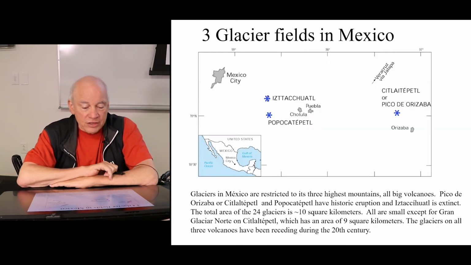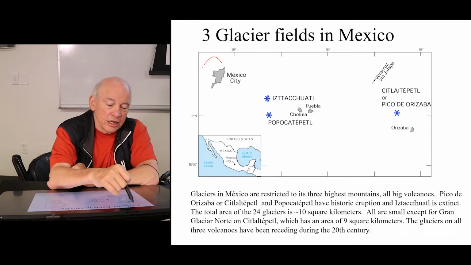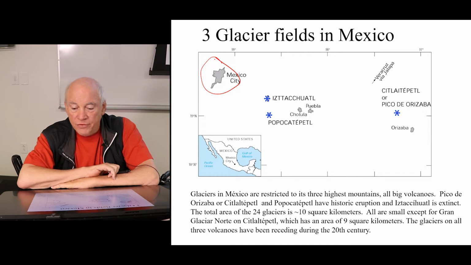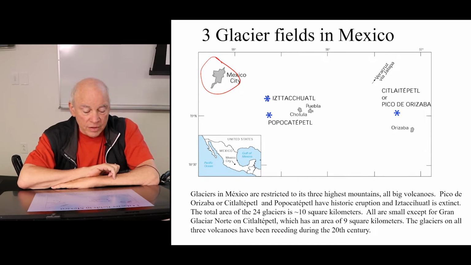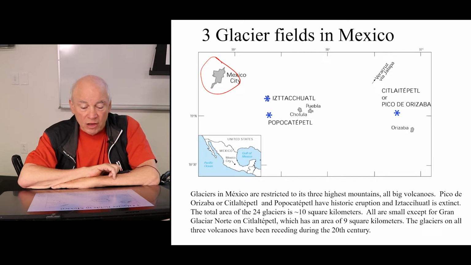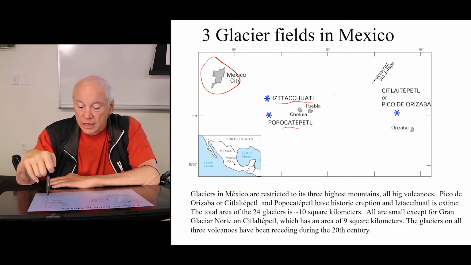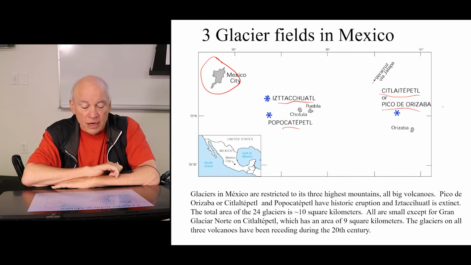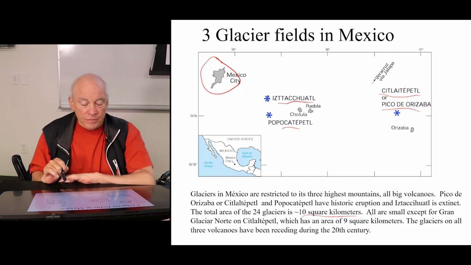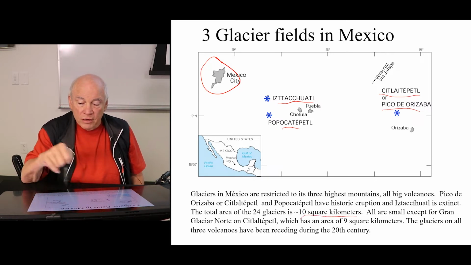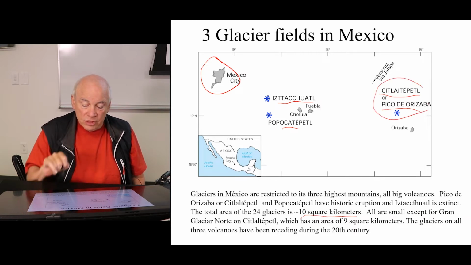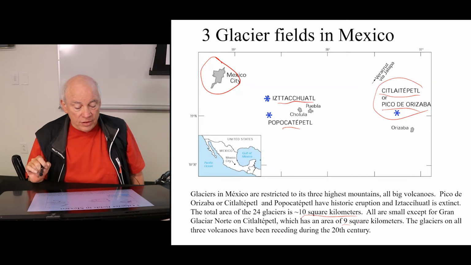All right, let's start off with Mexico. And here we've got Mexico City, the capital. And here we have the three glaciers of Mexico. They're all on these tall volcanoes, Popocatépetl, Iztaccíhuatl, and Citlaltépetl, or Pico de Orizaba. These are the three mountain volcanoes that have glaciers on them. It's very small, only about 10 square kilometers. And they're all very small except for the one on this volcano, which is 9 kilometers. And all of them are receding.